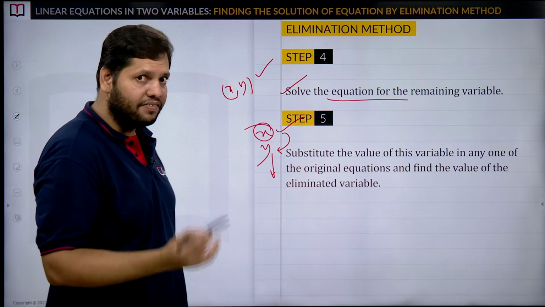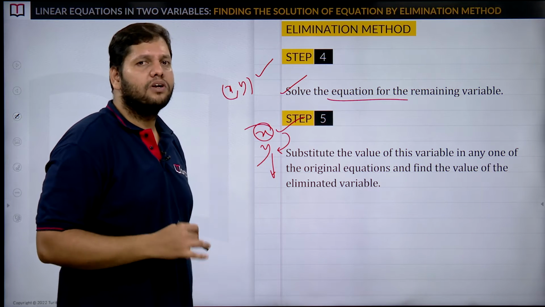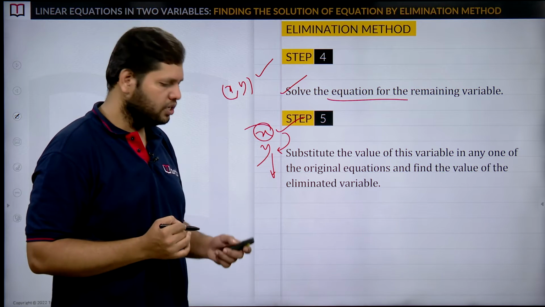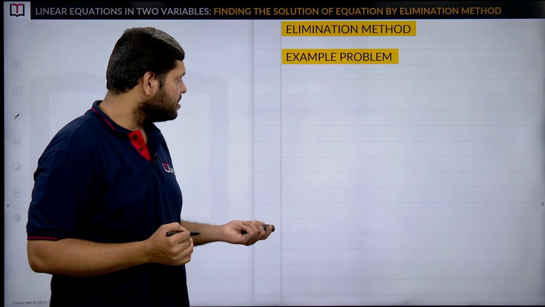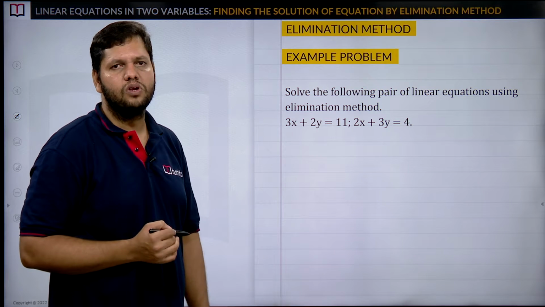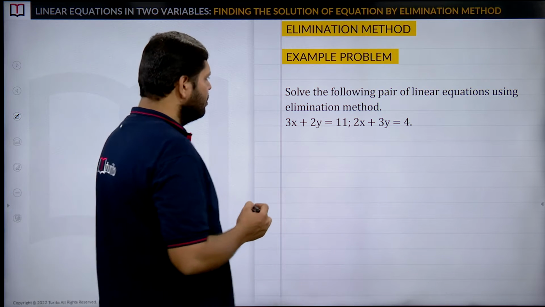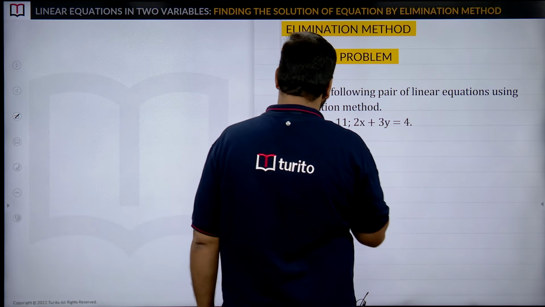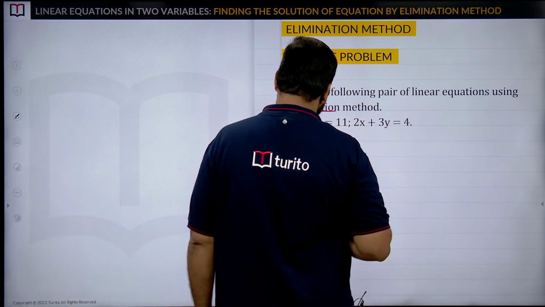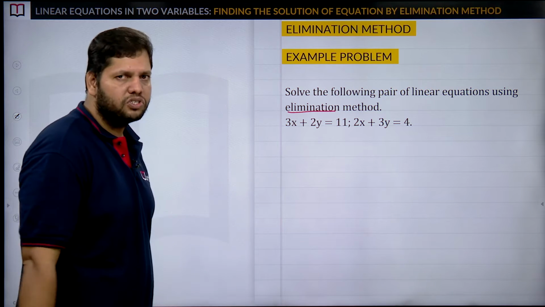Okay, not an issue, children. We will take one example and discuss one by one how we can do this elimination method. Okay, children? Fine. Let us take one example here. So what is the question here? Solve the following pair of linear equations by which method, children? Elimination method. Okay. First, the given equation. So what is the given equation, children?